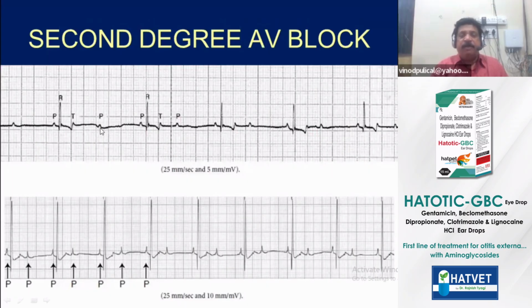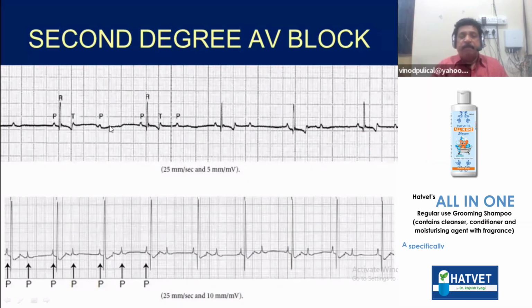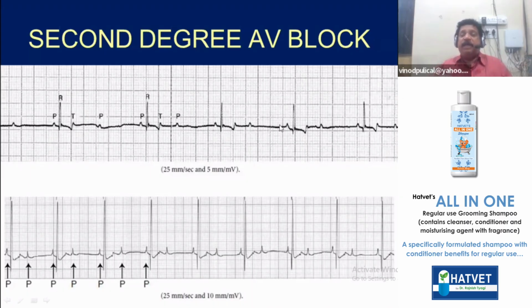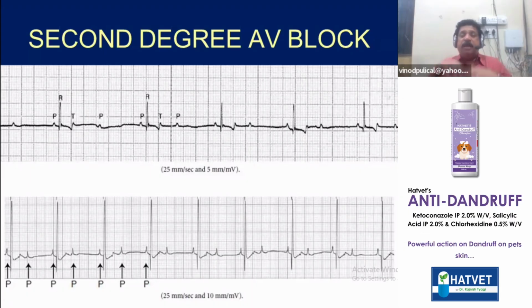Coming to second degree AV block, you can see a normal sinus complex. After that, an individual P with no QRS complex after the P. P only, then the PQRST complex comes. Then again a P only, then again a PQRST complex, then a P only. So intermittently there is ventricular standstill, that is, the QRST complex is absent and only the P wave is present. That is second degree AV block. The same thing is here.